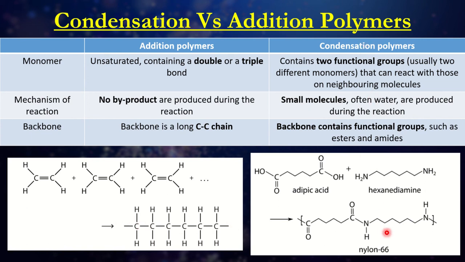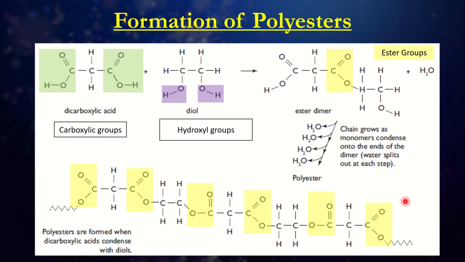You can see here with nylon 66, the backbone contains the amide functional group, whereas with polyesters it has the ester functional group, so that's what we are dealing with here. Slight difference between the two.